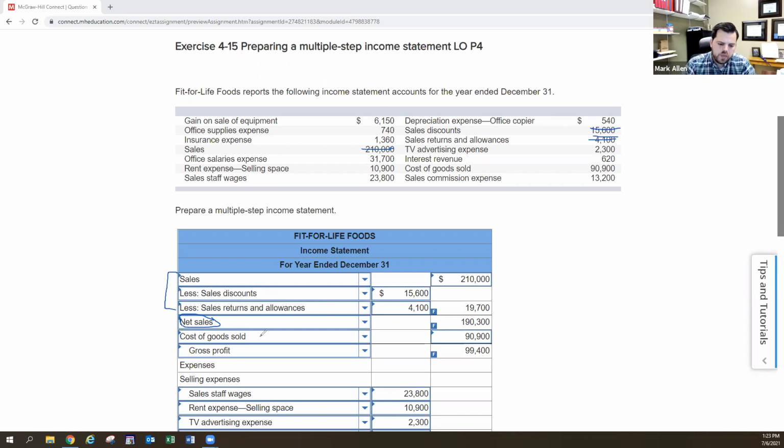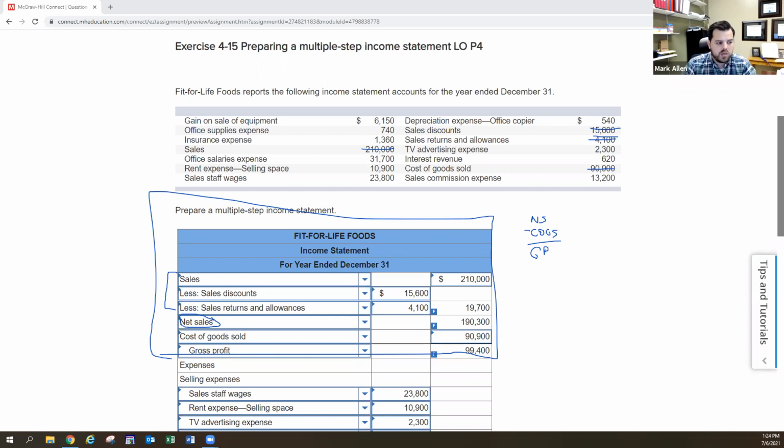The next thing that we see is our cost of goods sold. So we pop over, we find cost of goods sold 90,900, and simply drop that in. This is what we said before: net sales minus cost of goods sold was going to give us gross profit, and that was going to be at the top of my income statement. Well, there it is, right at the top of the income statement.